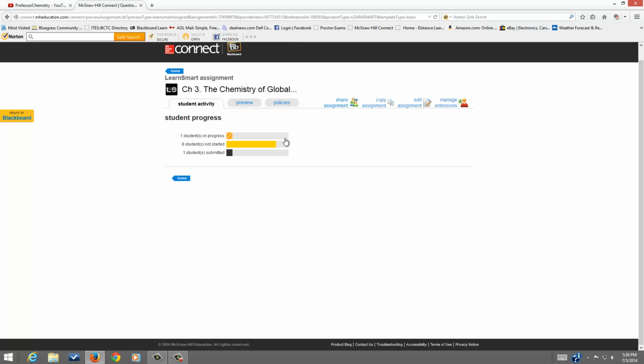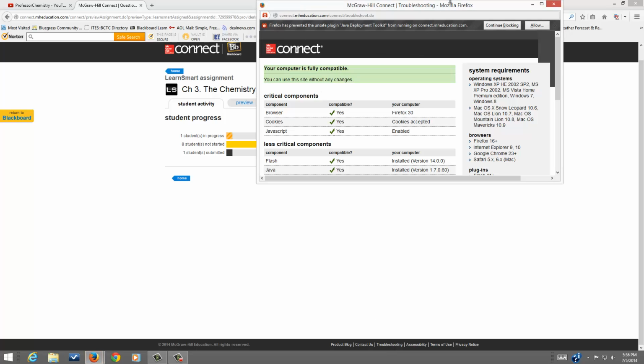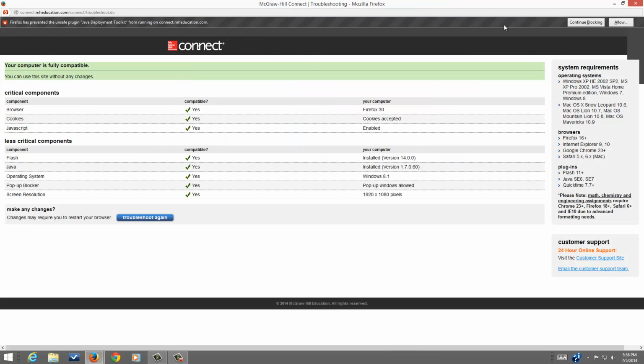This is something I keep talking about in class, and I think it's really important. And you should do this anytime before you take a quiz or an exam. But down here at the bottom it says Troubleshooting, and that should show up on your page as well. Click on that. That'll pop up a page that looks like this. And when you run this, it'll tell you, is your computer compatible with Blackboard Connect? So it says yes, it is compatible. I get all green checks. So that tells me the computer is up to date and that it will run Connect correctly.